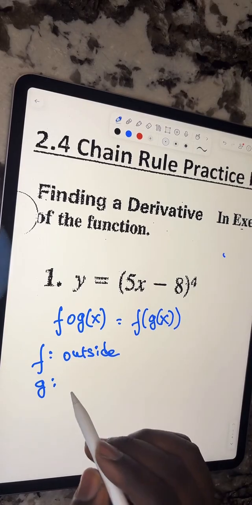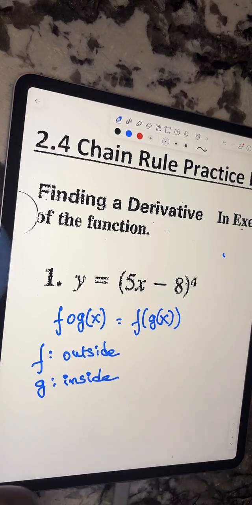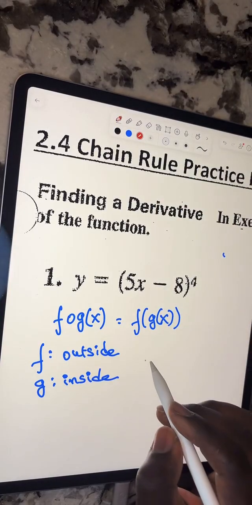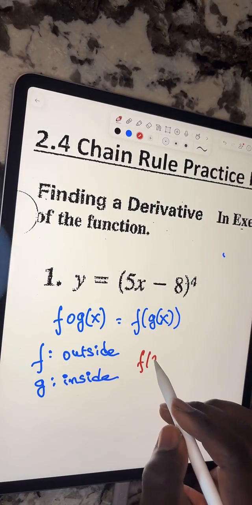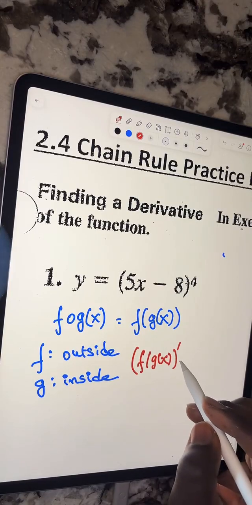So g is going to be the inside function. So how does the chain rule go? Let me give you the chain rule. When you have f of g of x, you're trying to find the derivative.